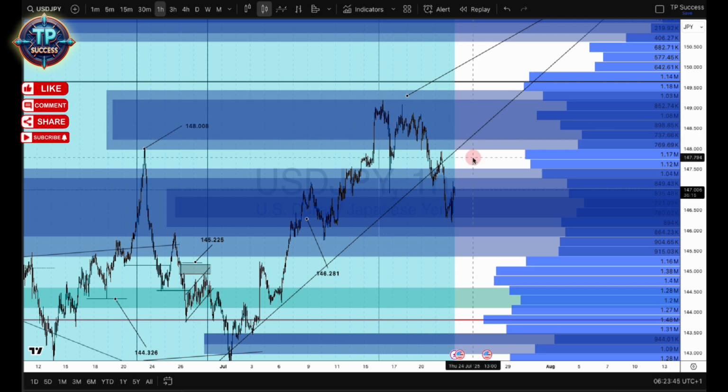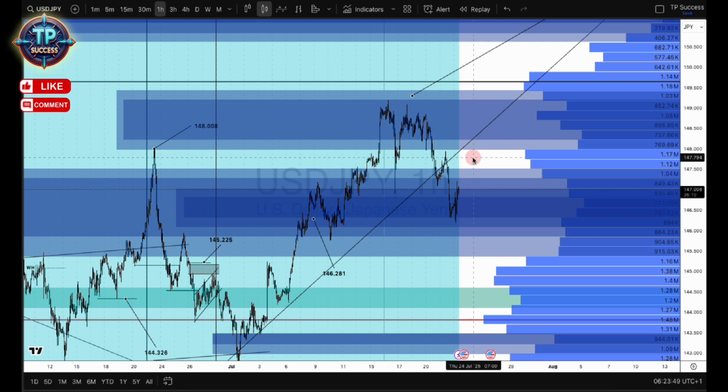Now, since then, price has begun to collapse on itself. So price is now on its way back down again, and price has now found its way back into this low value node area inside of the high value area of the volume profile.